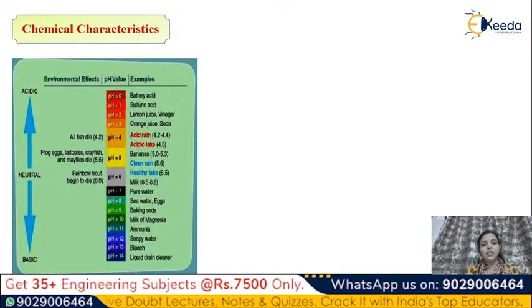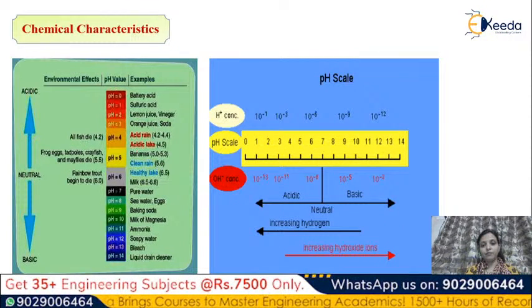The acid rain, battery acid, sulfuric acid, lemon, orange have a pH value less than 7. That's why we call lemon and citrus fruits like the orange acidic in nature. And this is the pH scale.